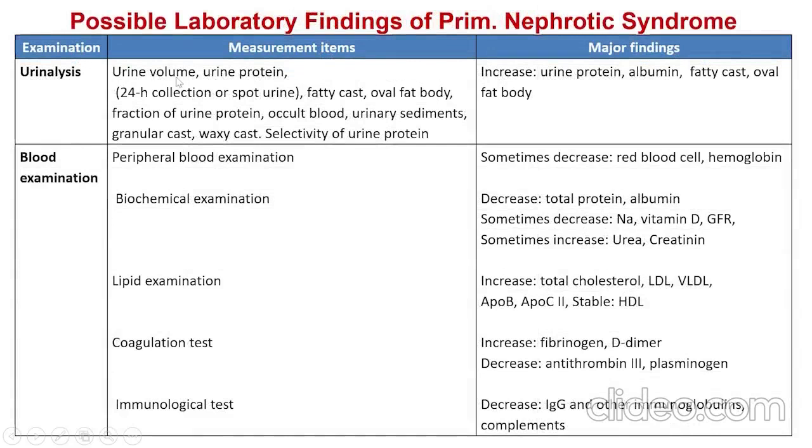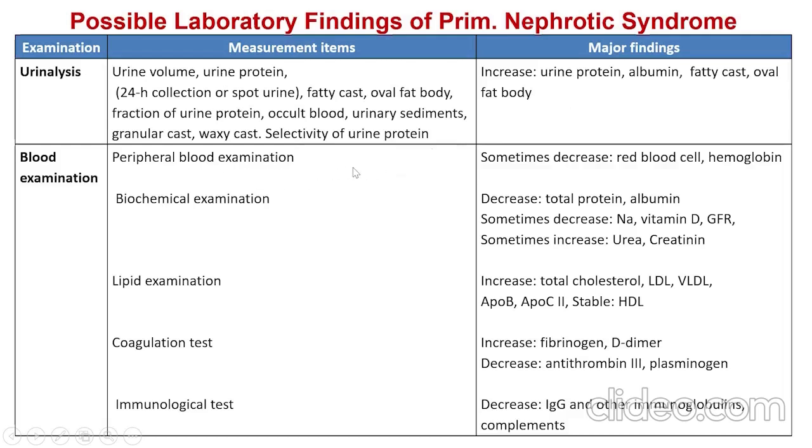We should check volume of urine, protein, selectivity, as well as urine sediments and presence of blood, and we can detect that protein in urine is high, especially albumin level. We can check selectivity of proteins and fatty casts or oval fat bodies. These are major findings. In blood analysis, we can detect the following changes.